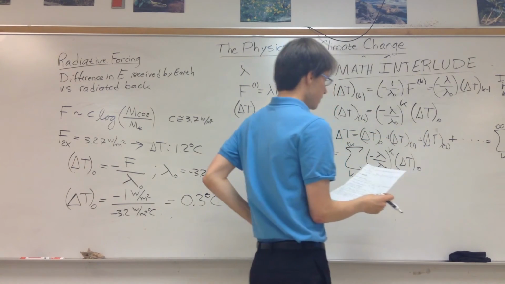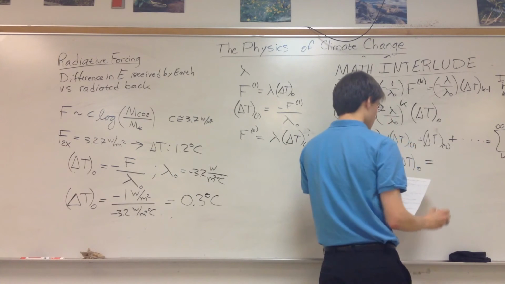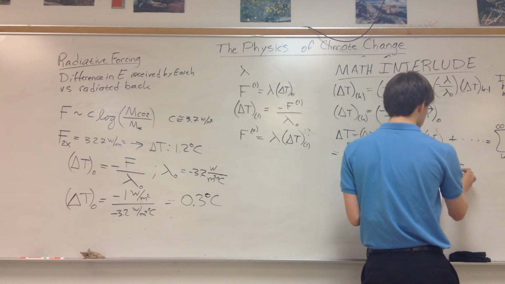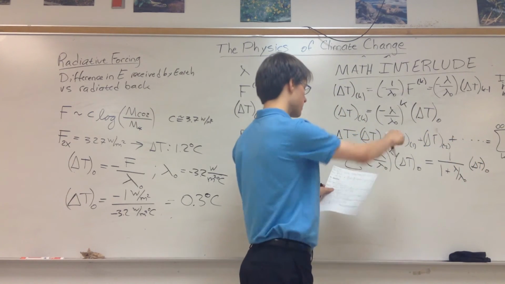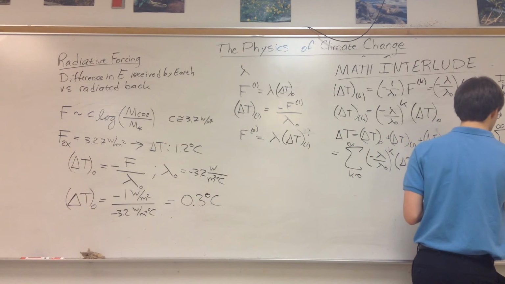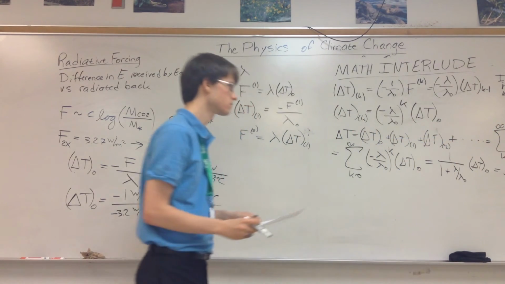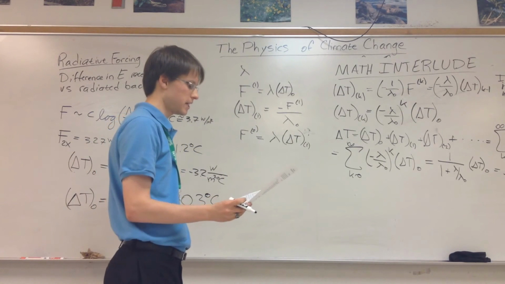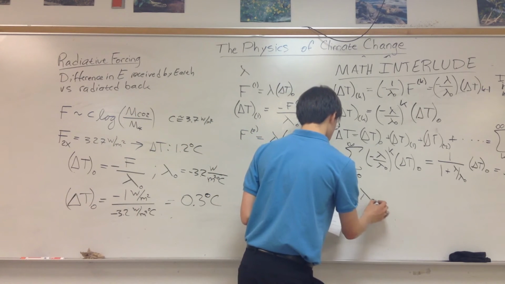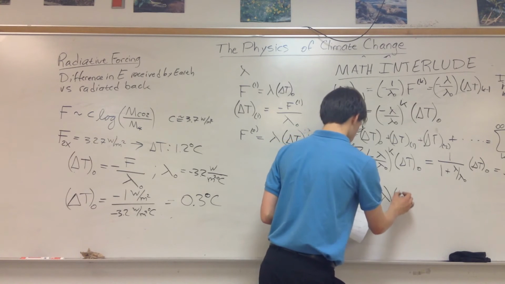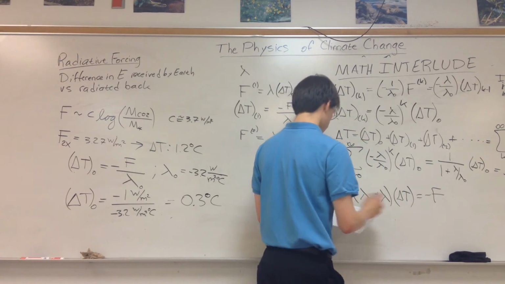So doing this, we have our series, and you can review the math as to how I make this next step, but this gives us 1 over 1 plus lambda over lambda naught times delta T0. And then we can substitute in for delta T0, and we have negative F divided by lambda naught plus lambda. Hooray! So from here, what does this tell us? It tells us that lambda naught plus lambda times our change in temperature is equal to negative forcing. Sorry, negative F, yeah, good.